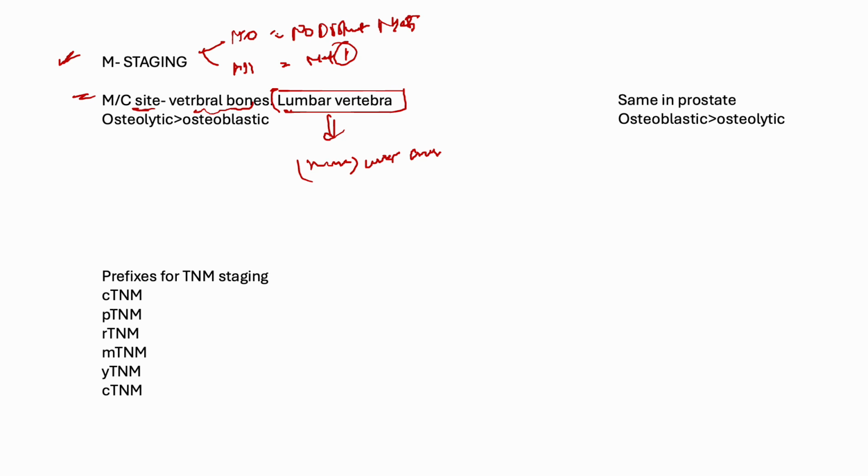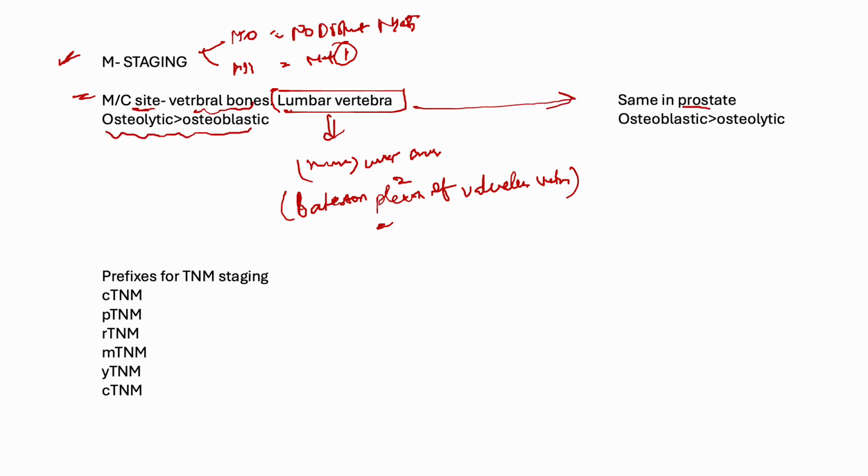And also the vertebrae have a Batson plexus of valveless veins. Okay, that's why these commonly seed into the vertebral bones. And the type of lesions are osteolytic more than osteoblastic. Same thing goes in prostate carcinoma also, but in that it is osteoblastic more than osteolytic.